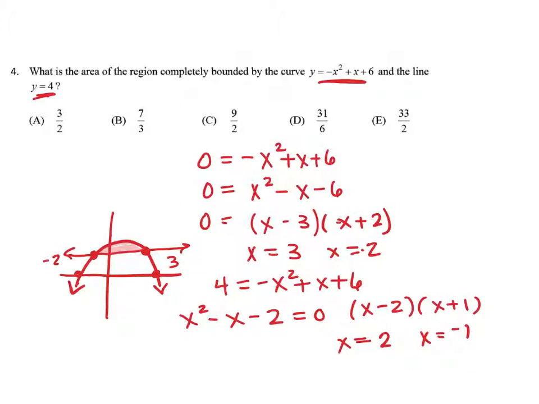So when we set that up, we're going to integrate from negative 1 to 2. And this is where we definitely need that top minus bottom, because we're not on the x or y axis. So we're right there. So the top, that's going to be our negative x squared plus x plus 6, but then it's going to be minus that bottom function, which was 4.